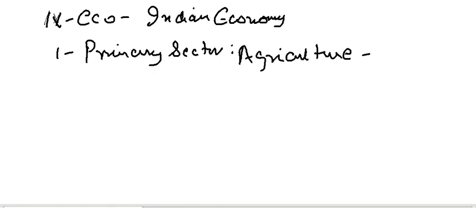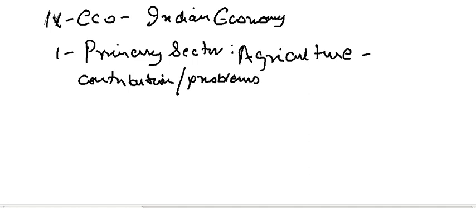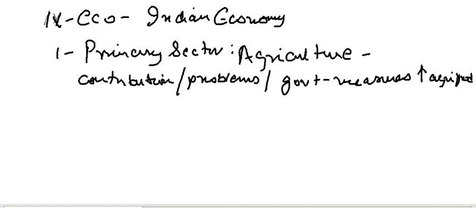Contribution of agriculture, problems of Indian agriculture, government measures to increase agricultural production, green revolution and its impact on food security. So in the primary sector we are studying agriculture, and I'll just mention the keywords: contribution of agriculture. We have to know the problems. If you keep these keywords in mind, you will of course remember what you have to study. Problems of Indian agriculture, government measures to increase agricultural production. So I'm putting it as government measures to increase agri production. The next thing here is the green revolution and its impact on food security.